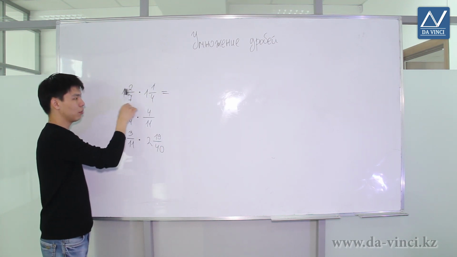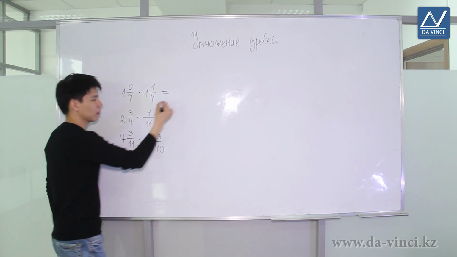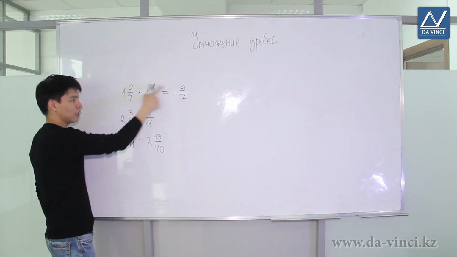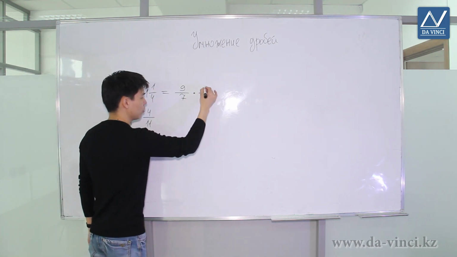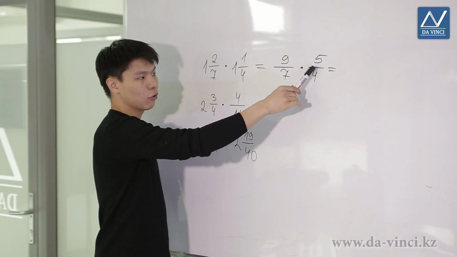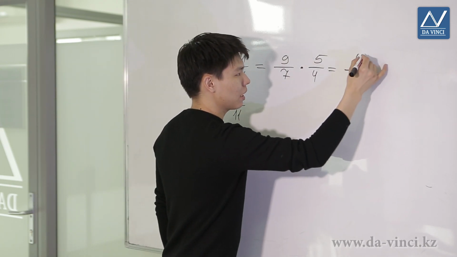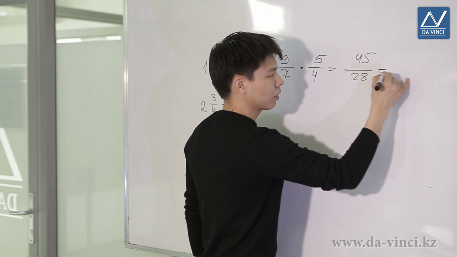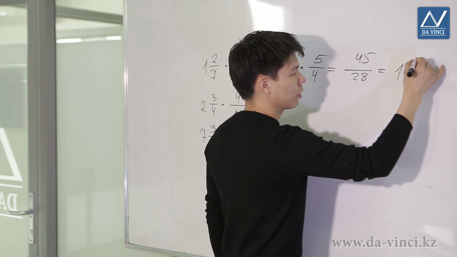Let's start with the first one. To multiply two mixed numbers, we must convert them to improper fractions. 1 whole 2 sevenths converts as 9 sevenths, because 1 times 7 plus 2 is 9. Similarly here, 1 times 4 plus 1 is 5. So that will be 5 fourths. It turns out now we are multiplying two ordinary fractions. In order to multiply them, we multiply the numerator with the numerator and the denominator with the denominator. It will be 45/28. We can take out a whole part. It will be 1 whole, 17/28 here remains.